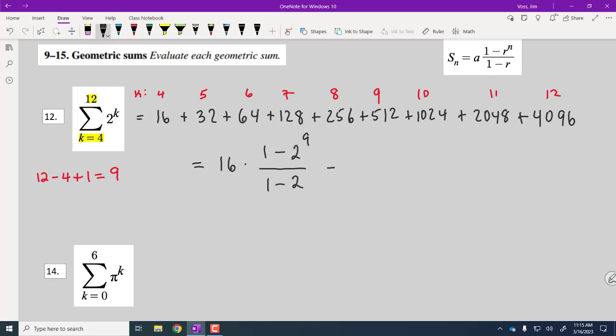So if we look in the denominator, 1 minus 2 is negative 1. If we distribute that into the numerator, we could just change the signs in the numerator. So that is the sum of our series.